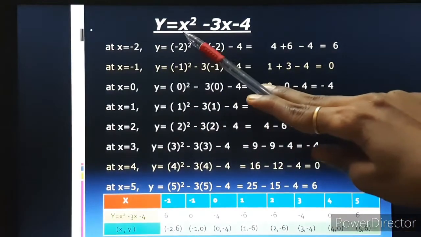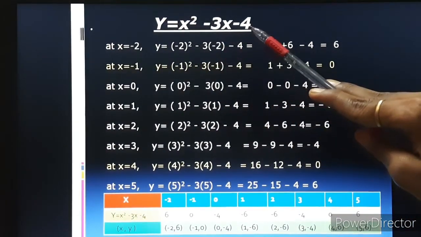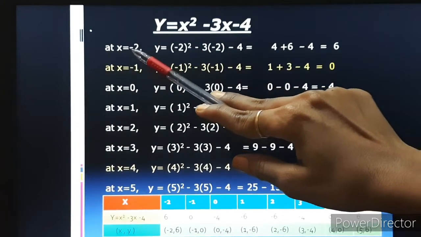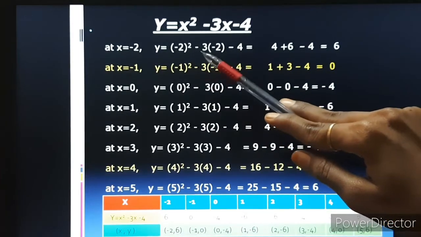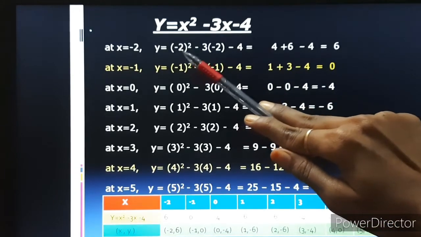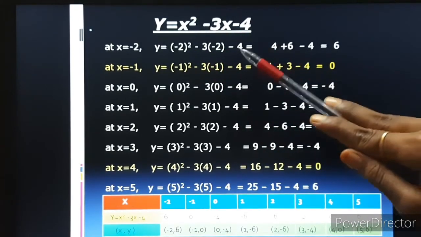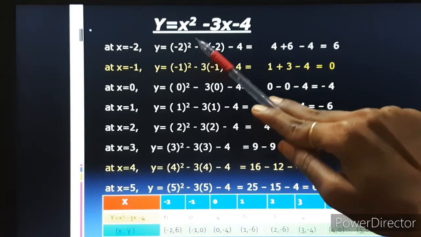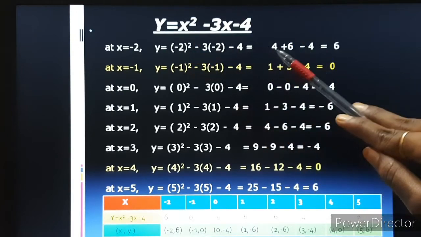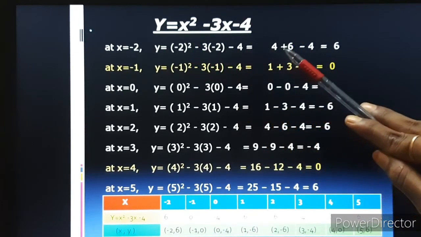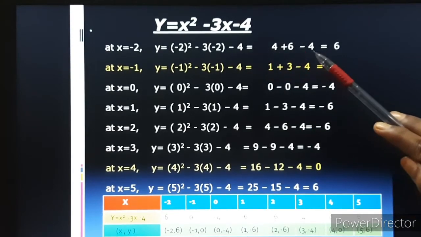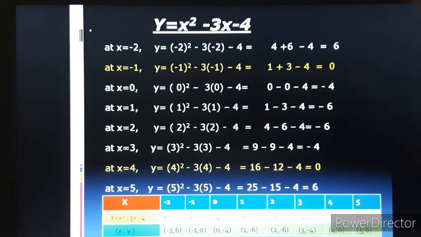So, here we have the equation x square minus 3x minus 4. In the place of x, we substitute minus 2. So, minus 2 square minus 3 into minus 2 minus 4. Minus 2 square becomes what? 4. Minus 4 or 4? No. The power is even, right? So it is plus 4. Minus into minus is plus; 3 2s are 6. Here minus 4. Plus 4 minus 4 get cancelled. What will remain? 6.